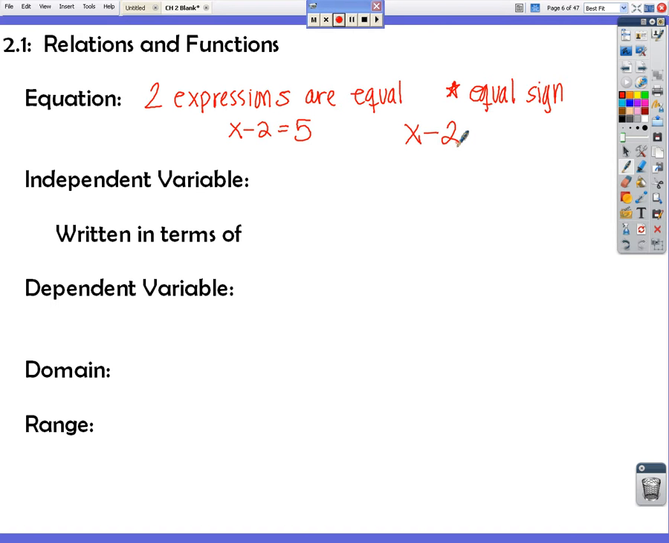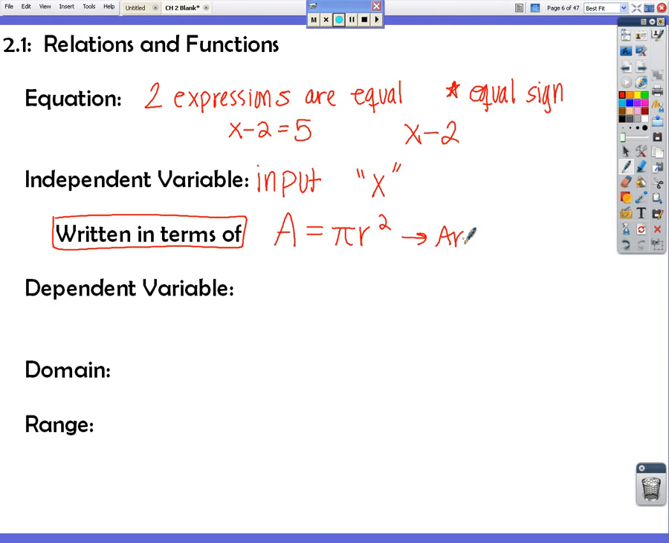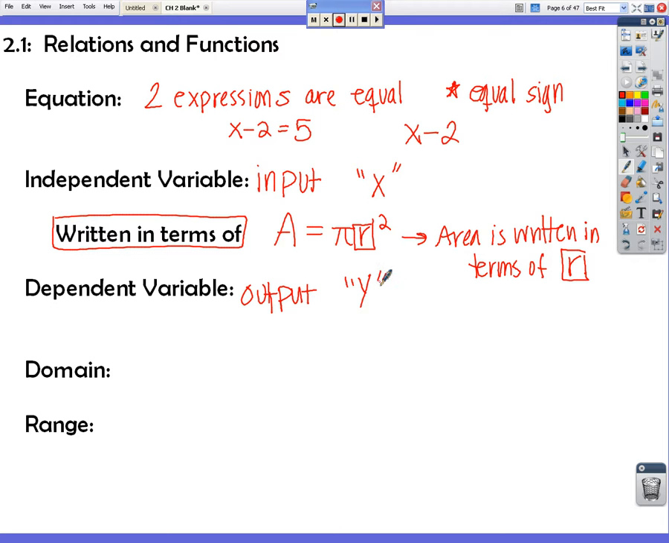Independent variable. So this is your input into a function. For most of you, you'll consider that the x value. Written in terms of. So if you have something like area equals pi r squared, area is written in terms of r, the radius, which means that the radius is your independent, area is your dependent variable. That's your output. So you take your input, your r value, substitute it in, and you'll get your output, which is your A value.